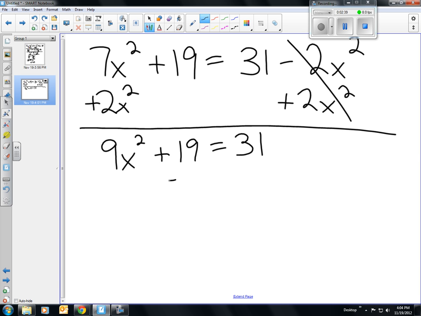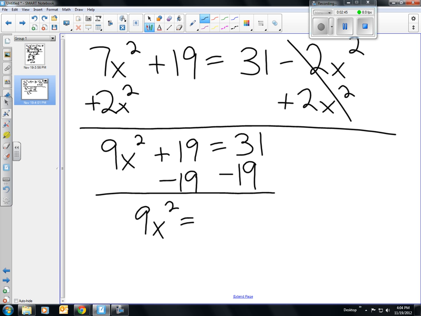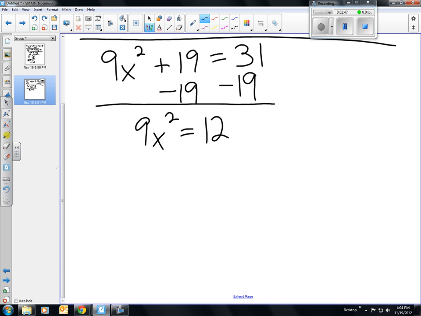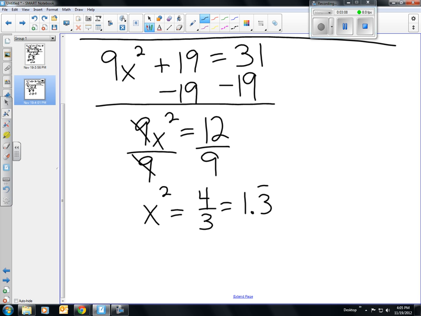And then I can subtract 19 from both sides of the equation. And that'll leave me with 9x squared equals 12. Now, in this case, again, we're going to work backward of the order of operations. So we would start by dividing by 9 on both sides. So the 9's cross divide to 1, and you're left with x squared equals 4 over 3 as a fraction. Or if you wanted to, you could say 1.3 repeating.